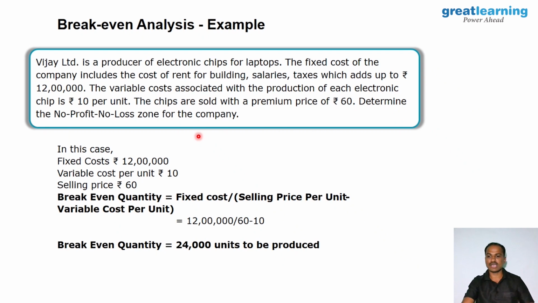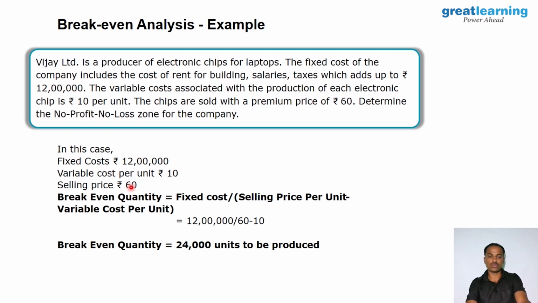Now let's have a look at an example to understand this topic better. Vijay Limited is a producer of electronic chips for laptops. The cost of the company includes the cost of rent for buildings, salaries, taxes, which adds up to 12 lakhs. The variable cost associated with the production of each electronic chip is 10 per unit. The chips are sold with the premium price of 60. Determine the break-even point or the no profit, no loss zone for the company. Simple yet straightforward. So now we have fixed cost given 12 lakhs, variable cost per unit is 10, selling price is 60. So now how do we calculate the break-even point?